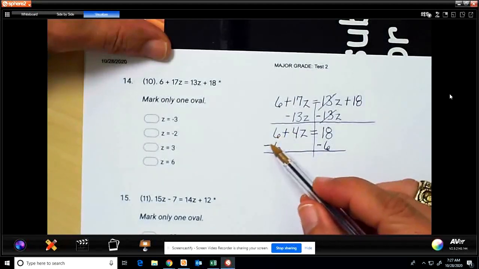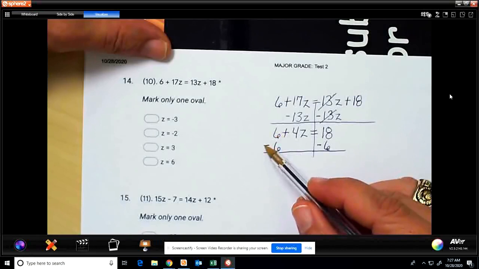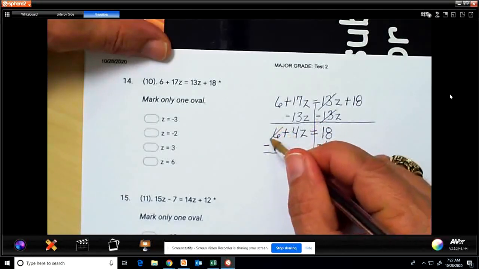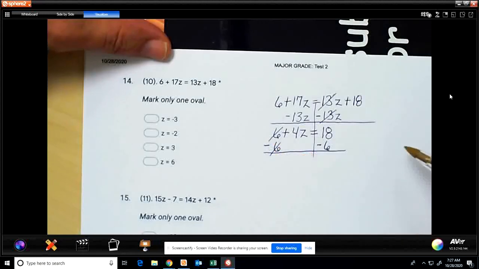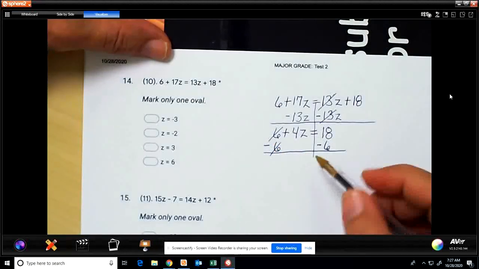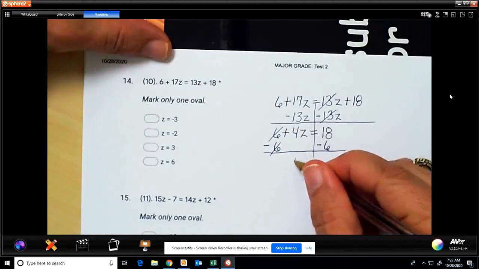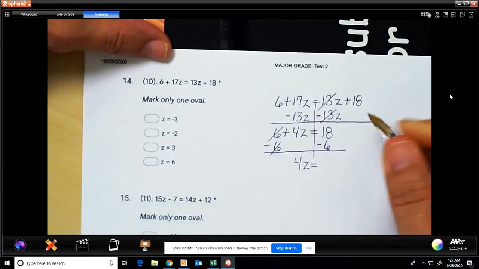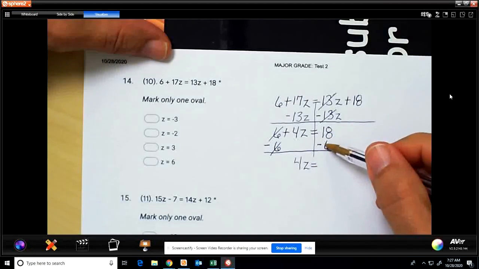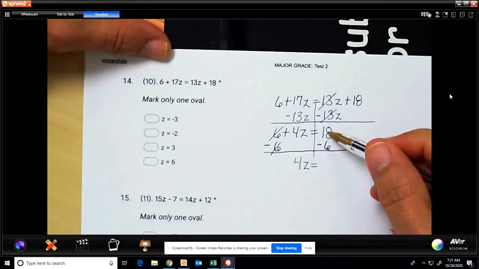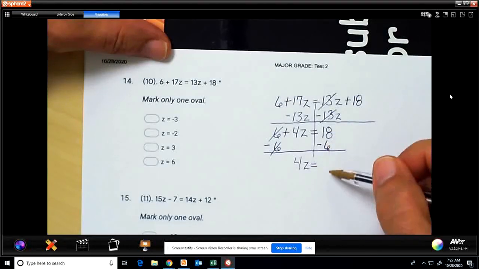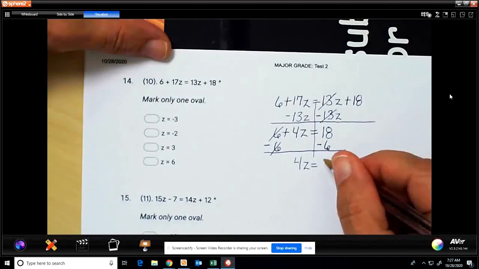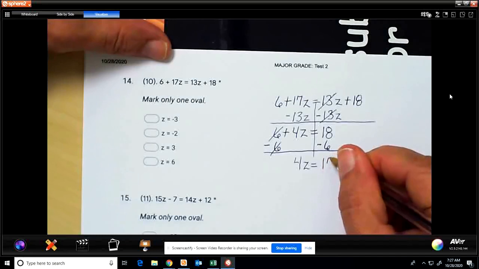Now I have 6 minus 6. They go to 0, so these cancel out. I bring down my 4z equals, and what is 18 minus 6? Those of you that said 12, you're correct, it's 12.